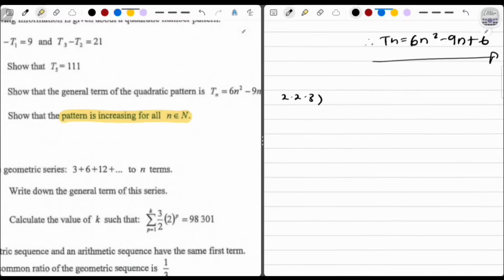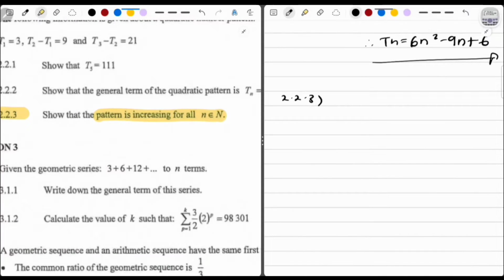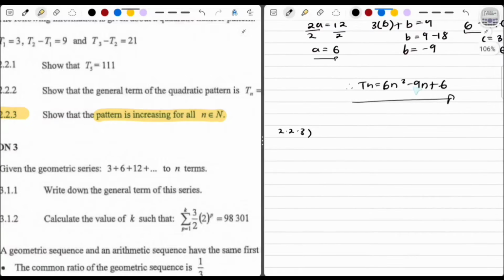So we need to show that this pattern is increasing. Well, if you think about how a pattern, or really thinking about an increasing pattern, this is a parabola. We already have the formula for the parabola, right?